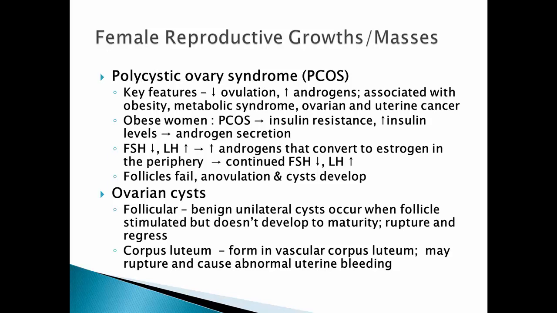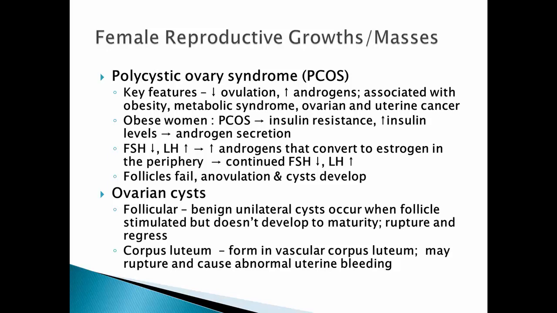There are two general types of ovarian cysts, follicular cysts and cysts that arise from the corpus luteum. With these ovarian cysts, these are benign, usually unilateral cysts that occur when a follicle is stimulated by follicle-stimulating hormone, but it doesn't develop to maturity, and because it doesn't develop to maturity, it ends up generally rupturing or regressing, or rupturing and regressing. Again, most of these are fluid-filled. They're benign, but if they are more solid, they are more likely to either be malignant or become malignant.